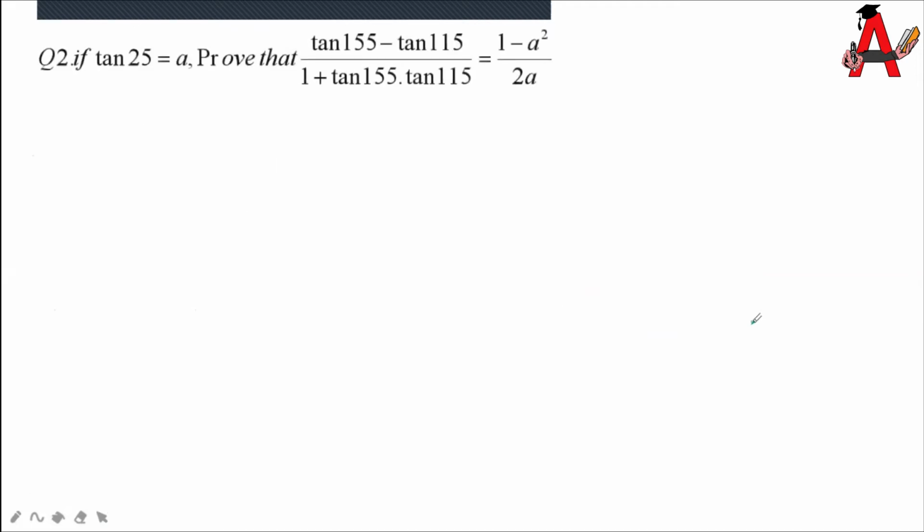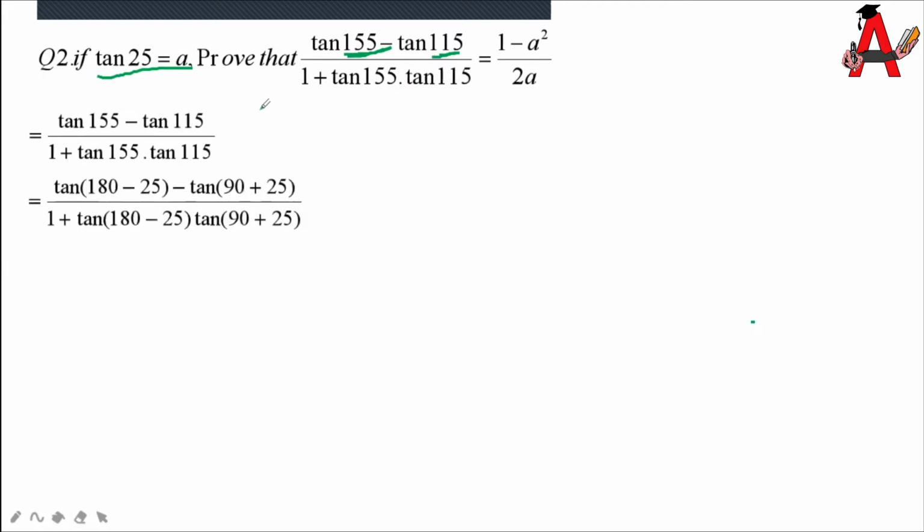The next question is, if tan 25 is equal to a, prove that (tan 155 minus tan 115) upon (1 plus tan 155 into tan 115) is equal to (1 minus a square) upon 2a. Now in this question, as a first instinct, we will think that we can use (tan A minus tan B) upon (1 plus tan A tan B). But no, here it is given that tan 25 is equal to a. So we need to try and convert these tans into something which gives you 25. Now what I feel is 180 minus 25 is 155 and 90 plus 25 is 115. We'll try to use that.